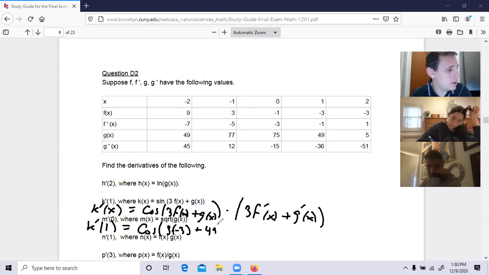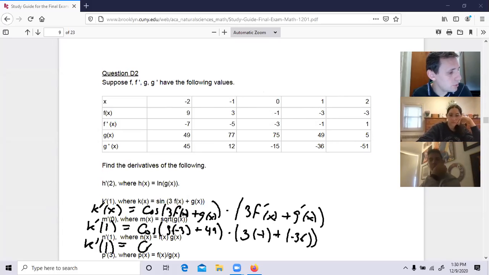So that's the 40 there, right? Multiplied by 3. What's the derivative at 1? It's minus 1 plus the derivative of g at 1. It's minus 36. Good. So the answer for k prime 1, it's cosine of 40 times, what is it? It's minus 36, yeah. So it's times minus 39, correct? So it's cosine of 40 times minus 39.